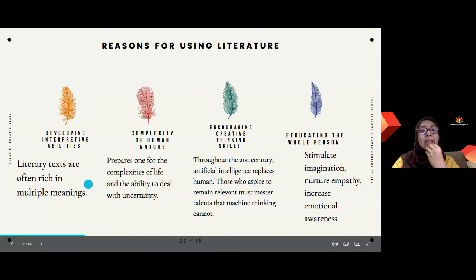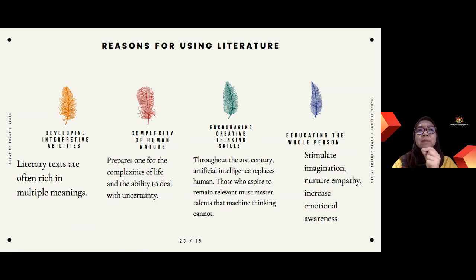Okay. Developing interpretive abilities. Literary texts are often rich in multiple meanings. That means it teaches one to be more critical. When a person speaks to you, you don't only think of one meaning. You think of the layers beneath that utterance.